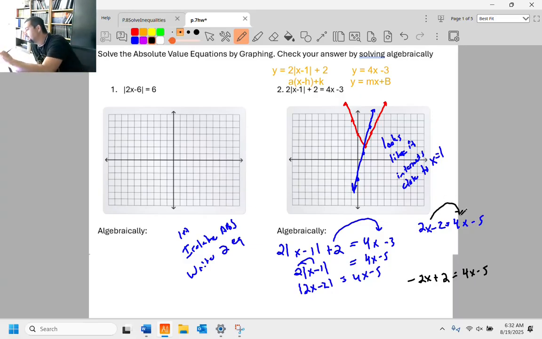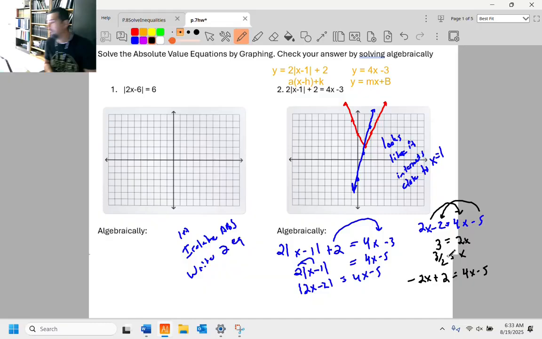So I'm going to shift the 2x over here. 4x take away 2x is 2x. I'm going to shift the 5 over here. And negative 2 plus 5 is 3. And I get that x is 3 halves. So it was close to 1. It was 1.5. And that's the problem with freehand graphing. I guess my graph should have been over here more.